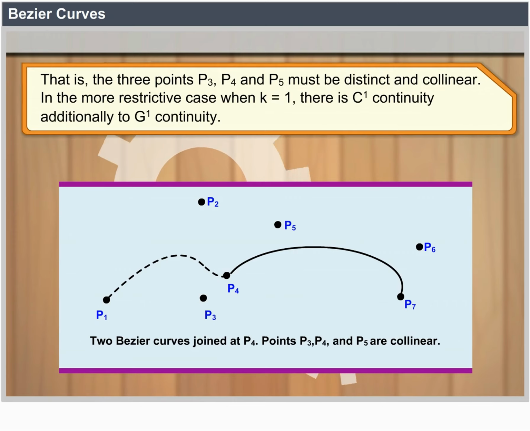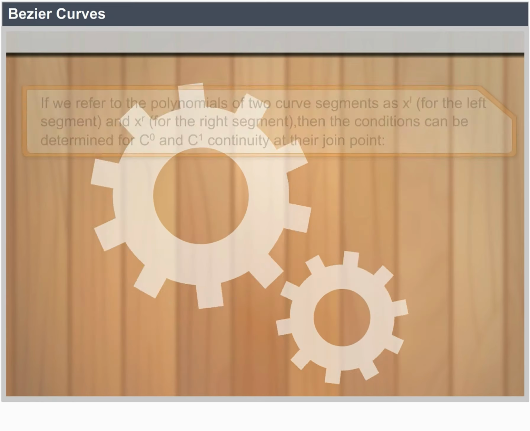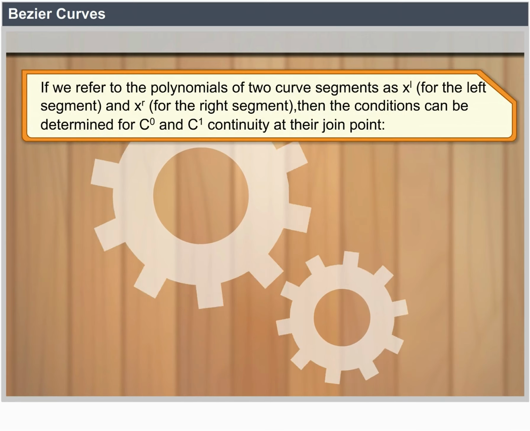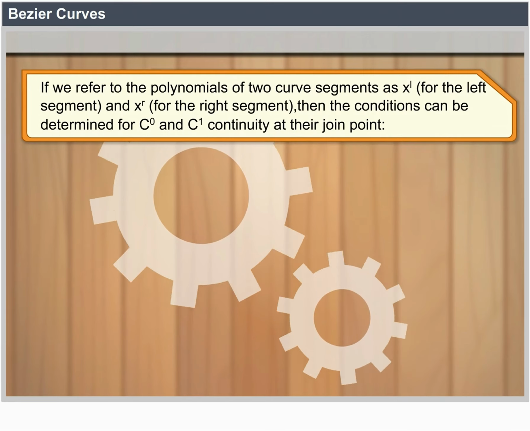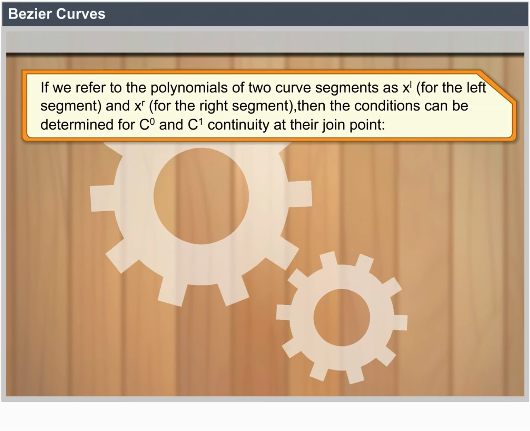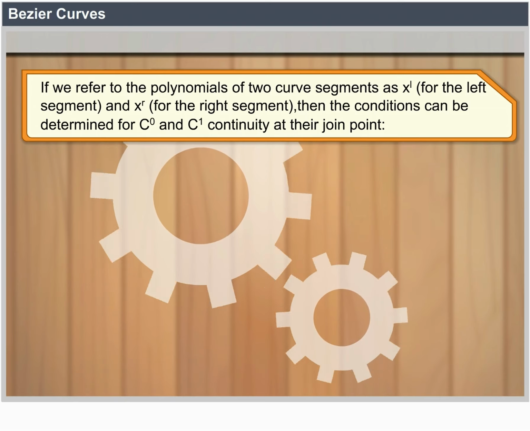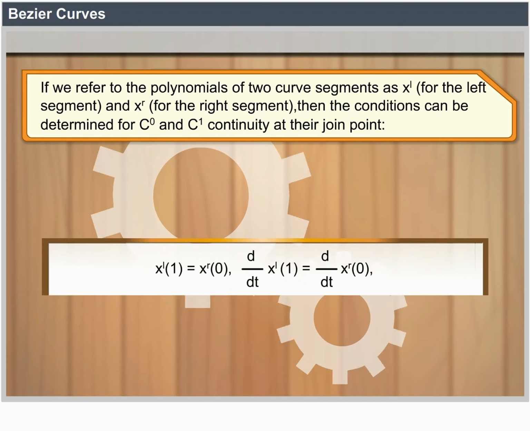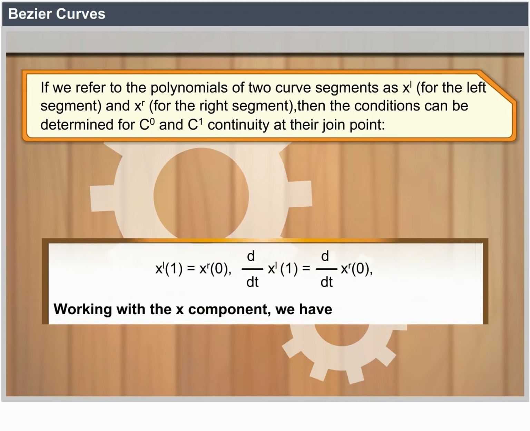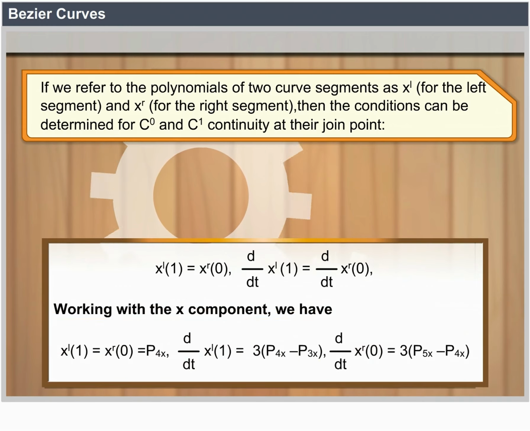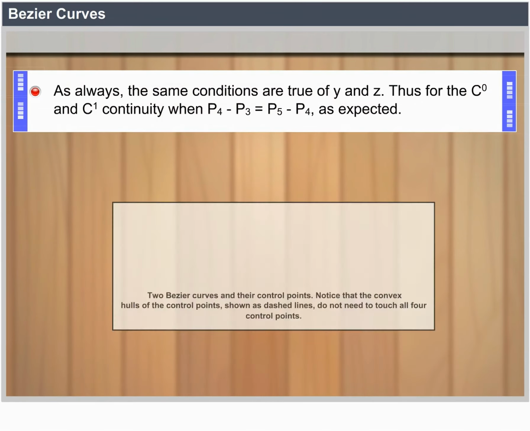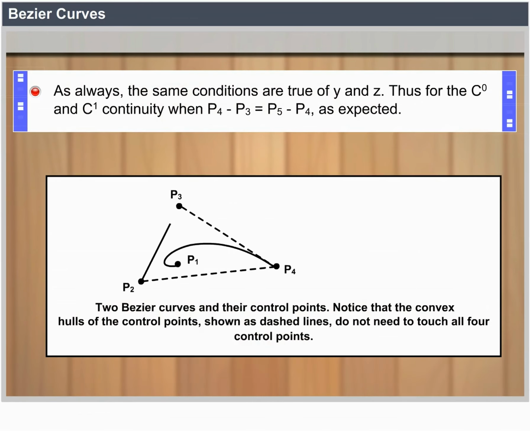In the more restrictive case, when K equals 1, there is C1 continuity in addition to G1 continuity. If we refer to the polynomials of two curve segments as XL for the left segment and XR for the right segment, we can find the conditions for C0 and C1 continuity at their join point, as given below. Working with the X component, we have, as given below. As always, the same conditions are true of Y and Z. Thus, we have C0 and C1 continuity when P4 minus P3 equals P5 minus P4, as expected.